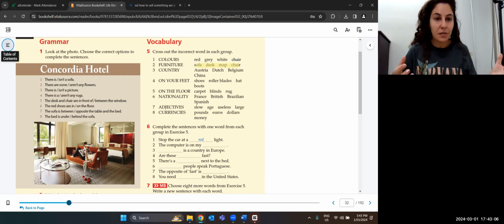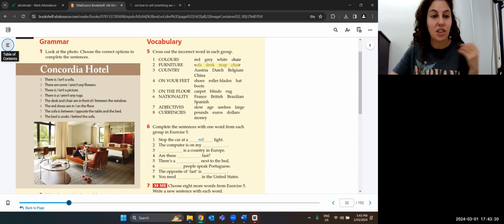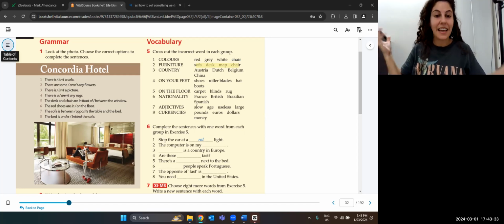It's in the middle of the table and the bed. It's between. So the sofa, it's a positive sentence. It's a singular noun, the sofa. So I have to use is, not are. And it's between. Yes, it's in the middle. And the bed, is it under the sofa or behind? It's behind it. Yeah? Okay, so good.